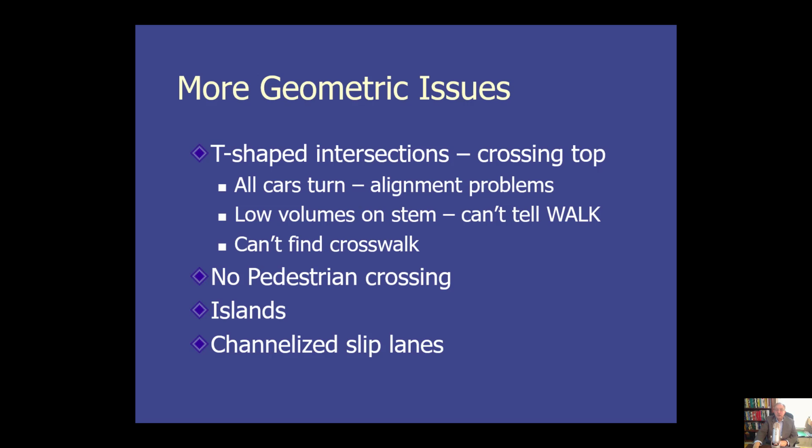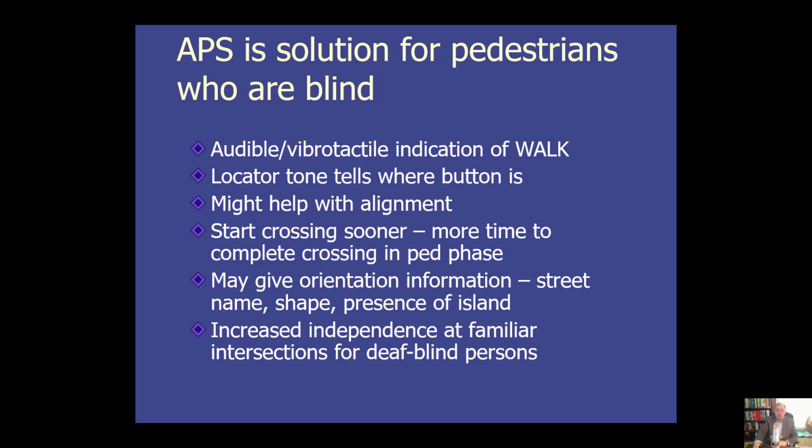The T-shaped intersections. Crossing at the top may cause some problems because of cars turning right. Cars aren't going through, they're all turning if you're crossing towards the top of the T. There may be low volumes on the stem, and they can't tell when to make the crossing. Those are some of the issues.